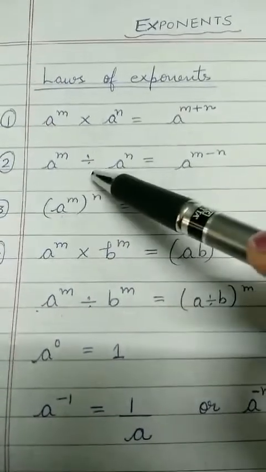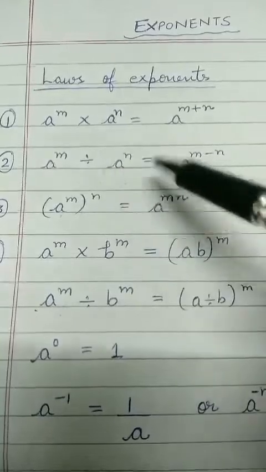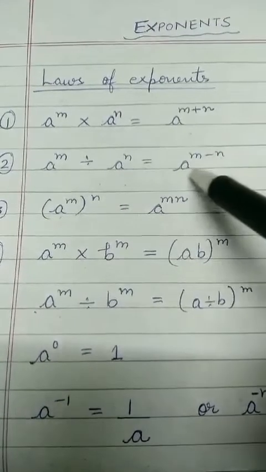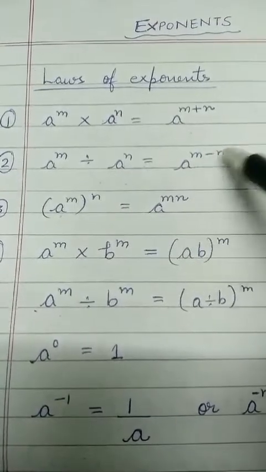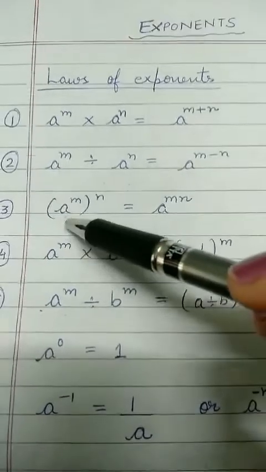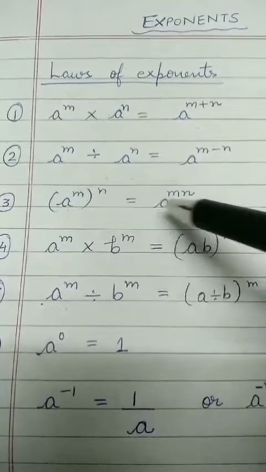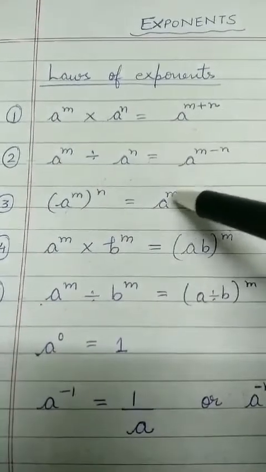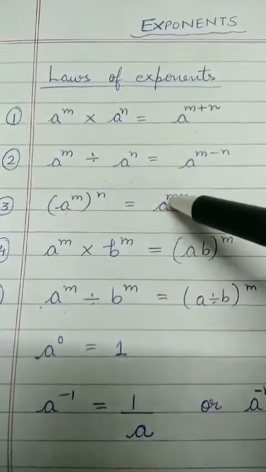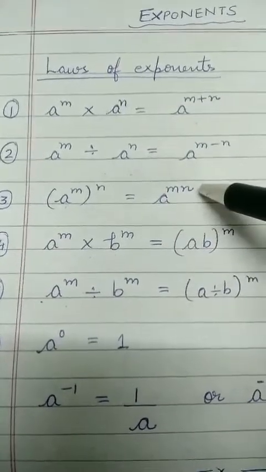Second law, a raised to power m divided by a raised to power n. Bases are same, numbers in division, so powers will be subtracted. That is a raised to power m minus n. If it is a raised to power m raised to power n, then a raised to power mn, or a raised to power m into n.